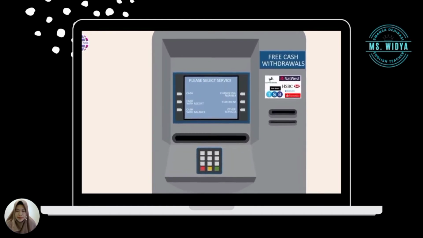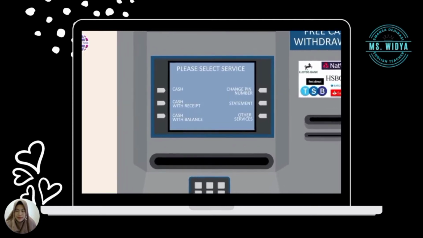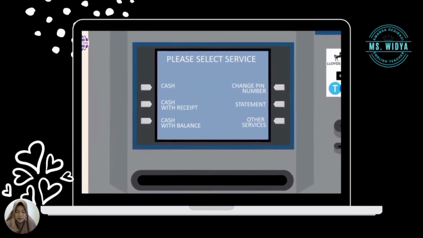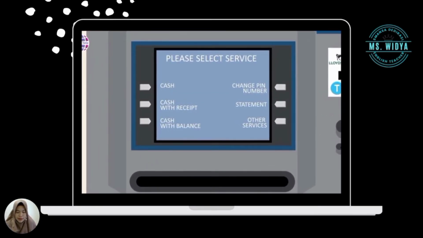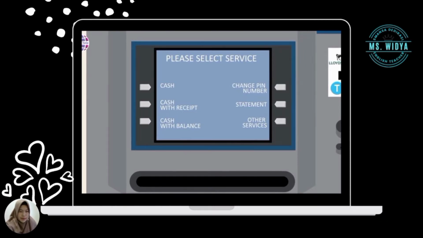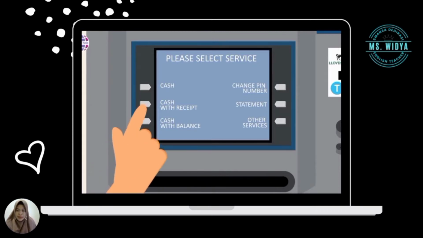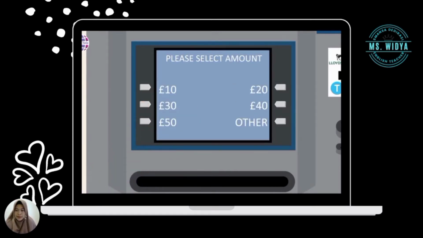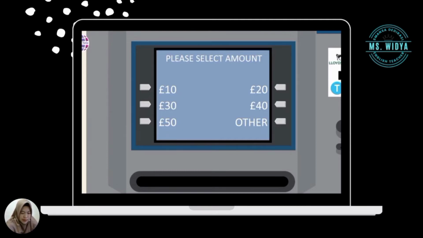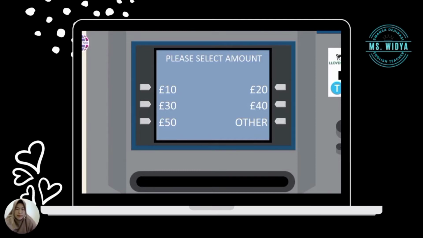If you have entered the correct PIN number, you will be taken to a screen with a list of services available to you. To withdraw money, you need to select cash, cash with receipt, or cash with balance. Different cash machines may have this option named in a different way. On the next screen, you will be asked how much money you would like to take out. Usually, the minimum amount you can withdraw is £10, but some cash machines may allow you to withdraw £5.